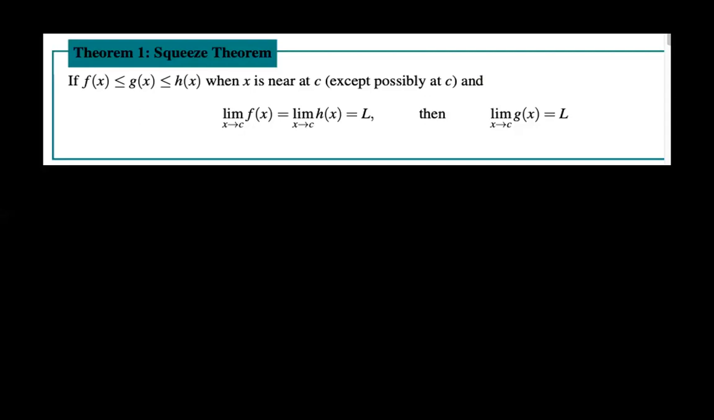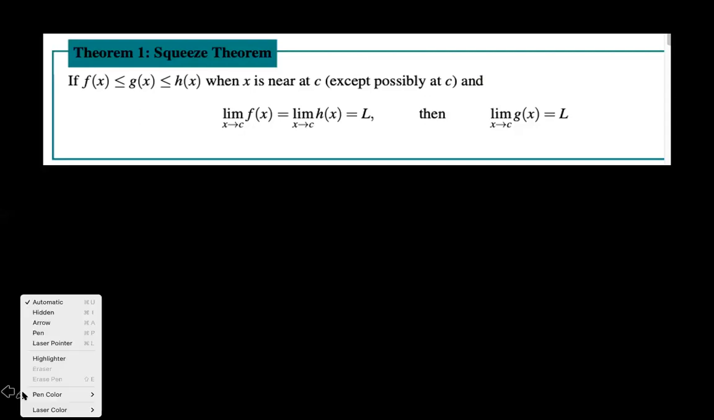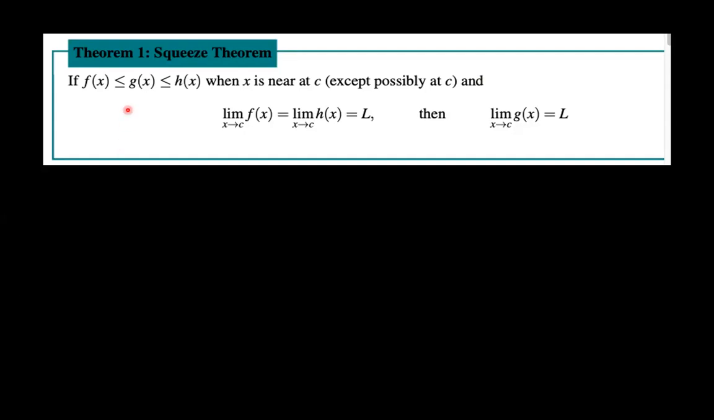Okay, the theorem says that if f of x is less than or equal to g of x, and g of x is less than or equal to h of x when x is near at c, except possibly at c, and the limit of f of x as x approaches c is equal to the limit of h of x as x approaches c, which is equal to L, then the limit of g of x as x approaches c is equal to L as well.